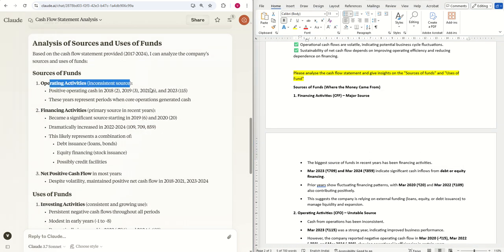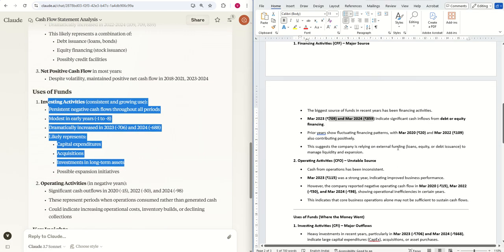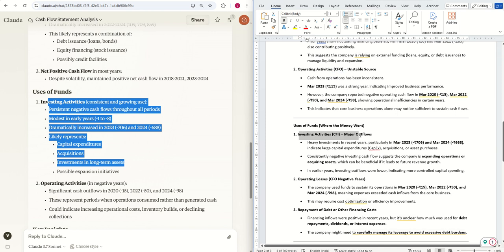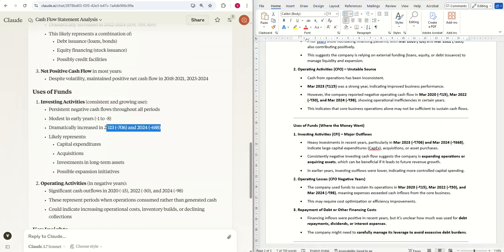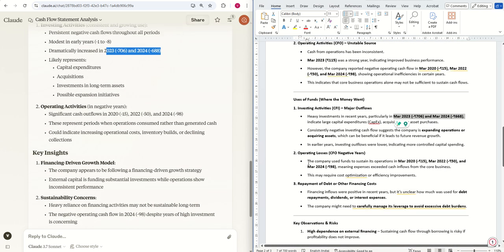Then operating activities, some money is coming, and uses of funds. It is investing heavily wherever that 70 crores and 688 crores, 668 crores. That has come out very well in both the models. Operating activities, and here it points out operating losses. Most of the year there are losses.